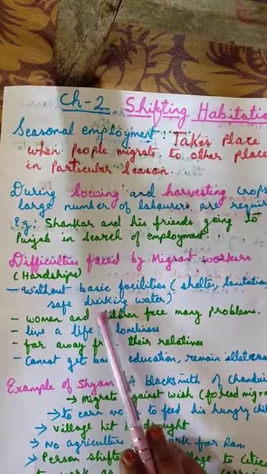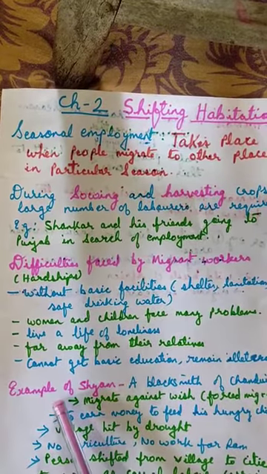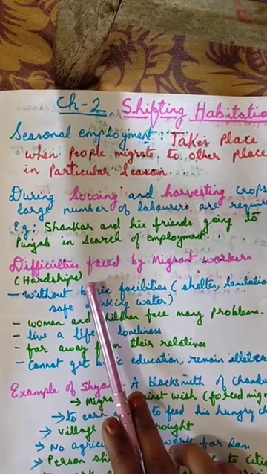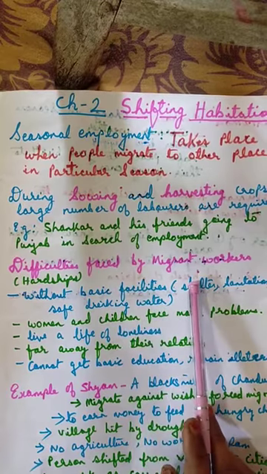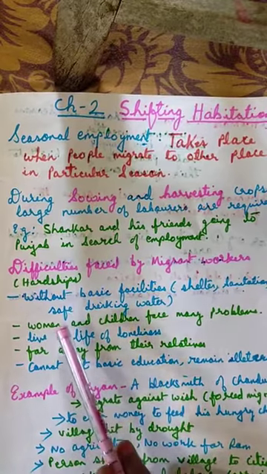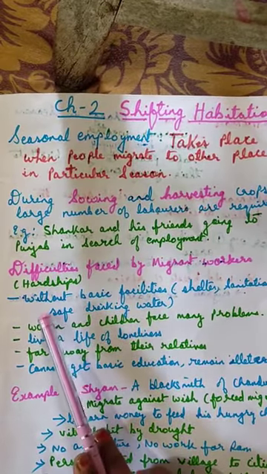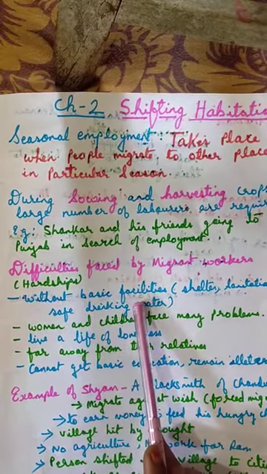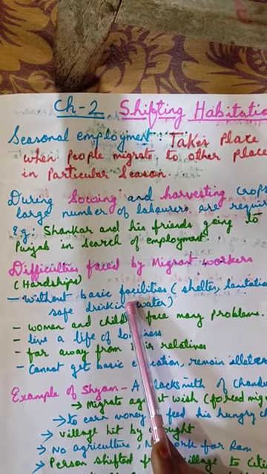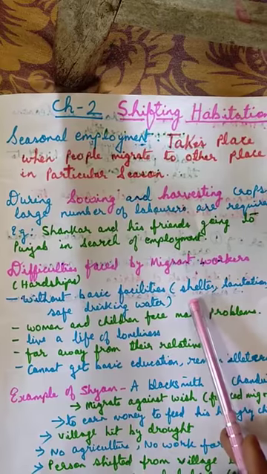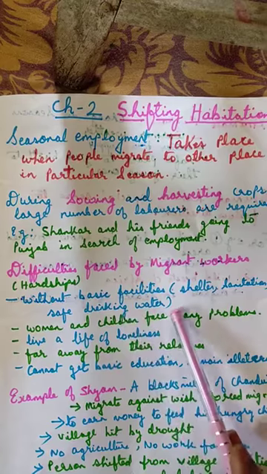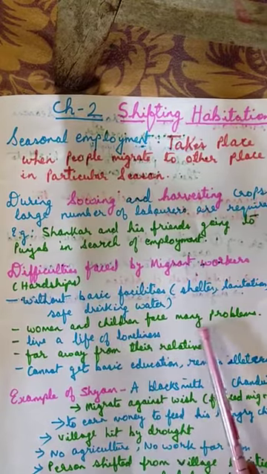Now, when people move from one place to another in search of a job or for other employment work, or in case of studies also, there are many kinds of difficulties that they face at that particular place. These difficulties are also known as hardships. What are the difficulties that they face? They have to live there without basic facilities. Basic facilities means those which are required for the survival of every human being. That is, they don't have proper shelter, proper sanitation, or safe drinking water is not available at that place. The women and children also face a lot of problems.